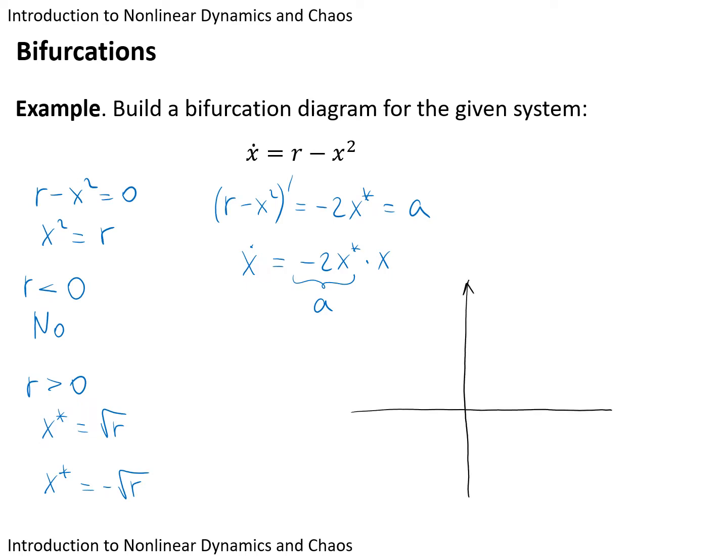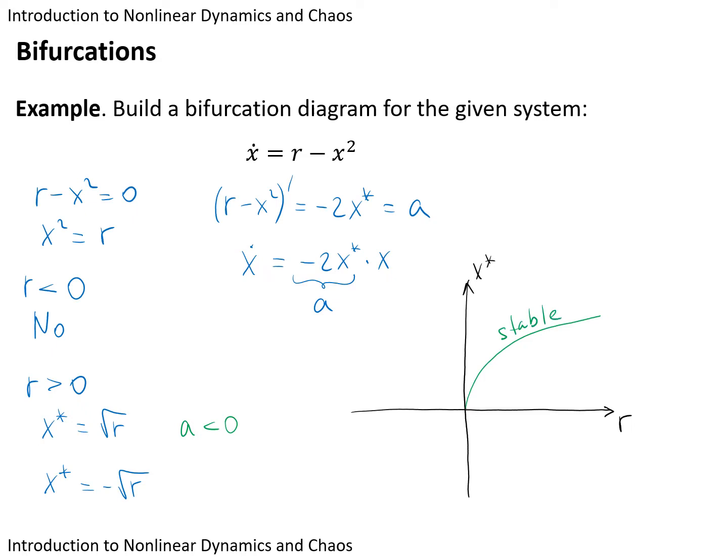So the vertical axis is responsible for the equilibrium points and the horizontal for the parameter r. When our x star is the positive root of r, then our a will be negative. So we can draw our upper branch as a solid line and label it as stable.